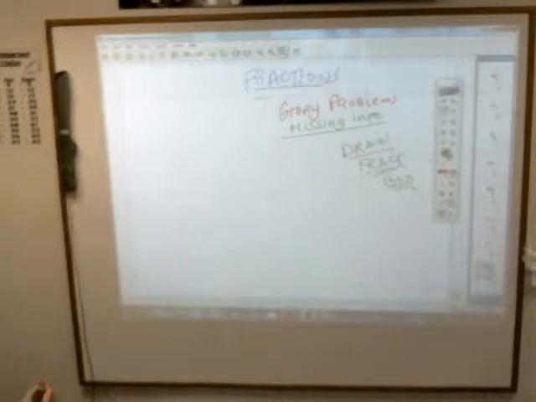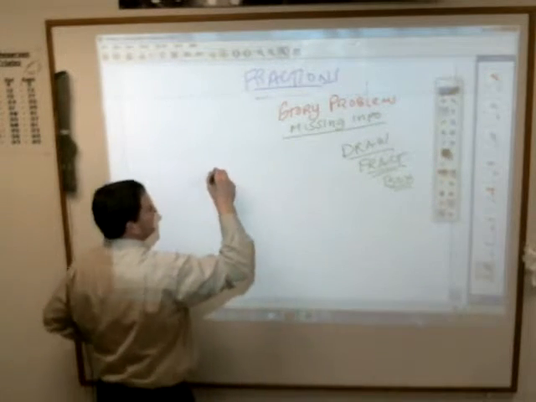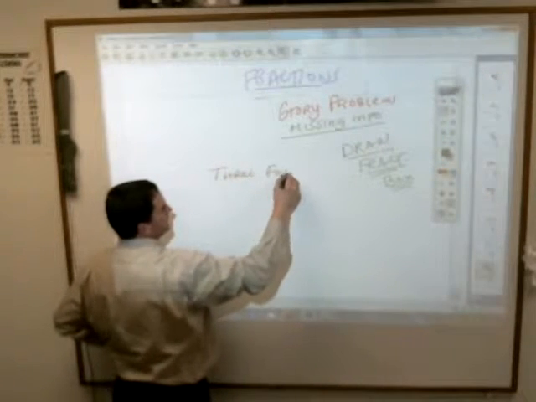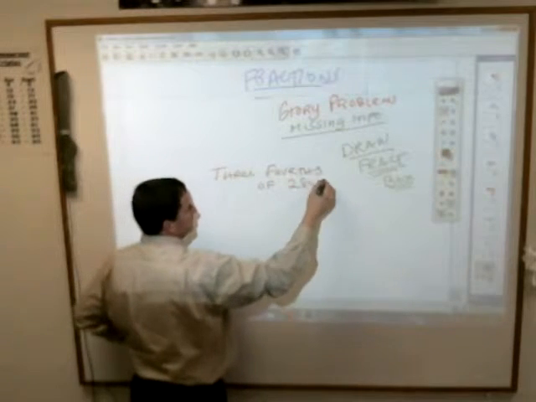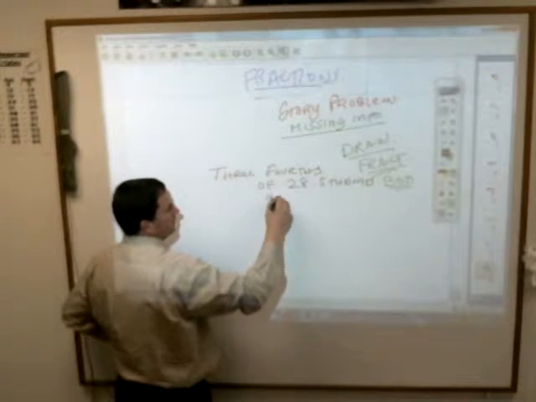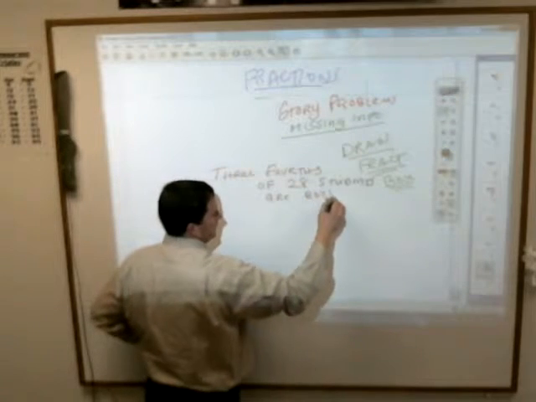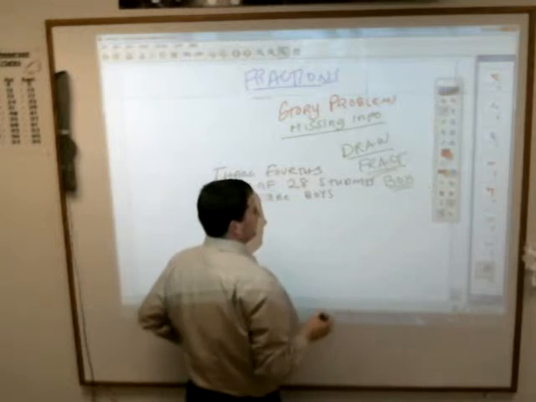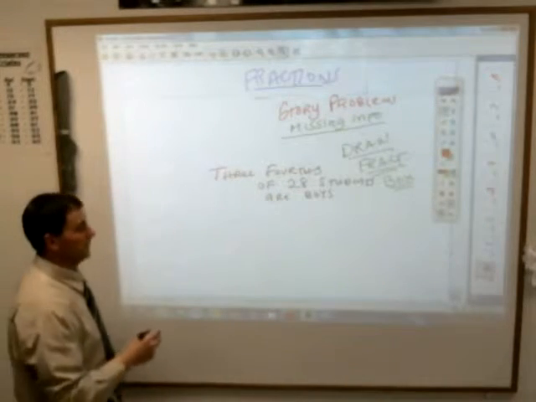Here's the problem. 3/4 of the 28 students are boys. Now, with this statement, you might be able to guess the different questions that the book might possibly ask you. There are about 3 or 4 they could ask you.